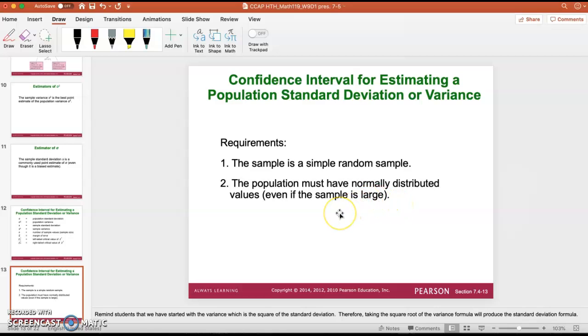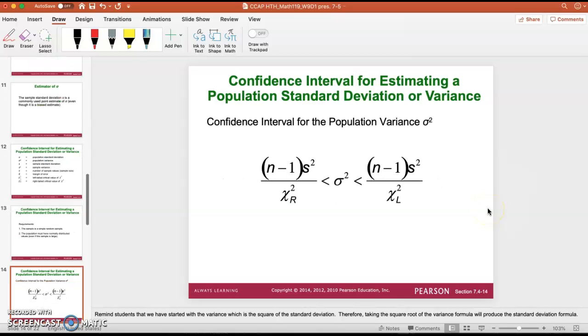Now some requirements for confidence intervals about standard deviation or variance. Again, we still want simple random samples. And now for these confidence intervals, we need to have a normally distributed population. That one we can't get around for these types of confidence intervals. And this is what ultimately the confidence intervals will look like for variance.